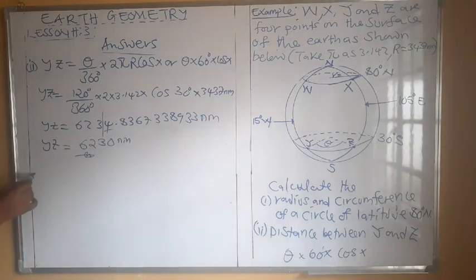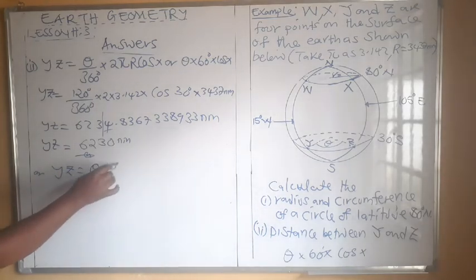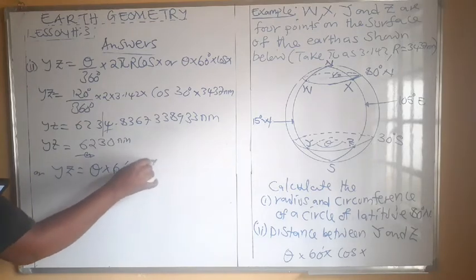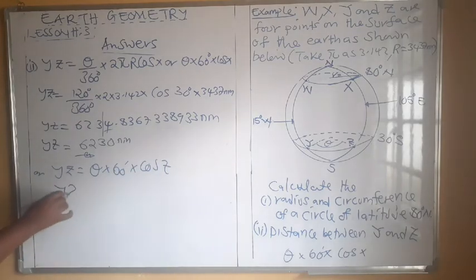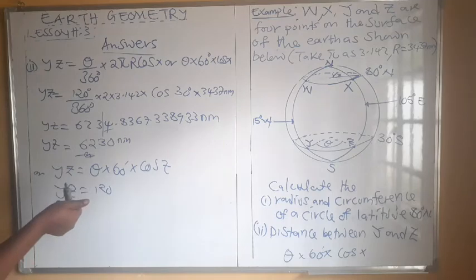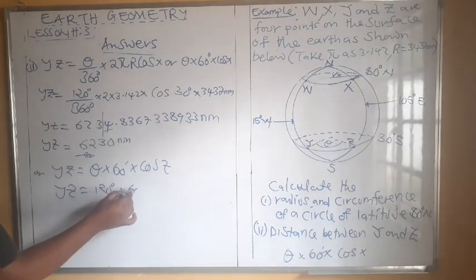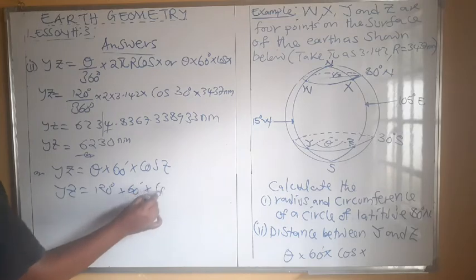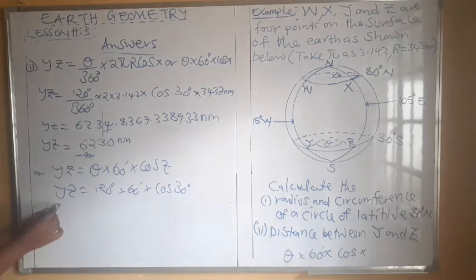Or remember we said alternatively you can say YZ is equal to theta times 60 minutes times cos Z. There is a way in which we can derive that, but that's not our interest. In this case, our theta remains the same, 120 degrees times 60 minutes times cos 30 degrees. So YZ is equal to, okay, so we can try to compute. We are also trying to compute as well here.